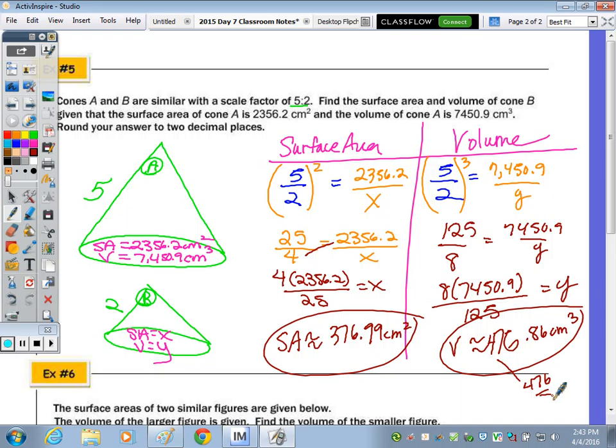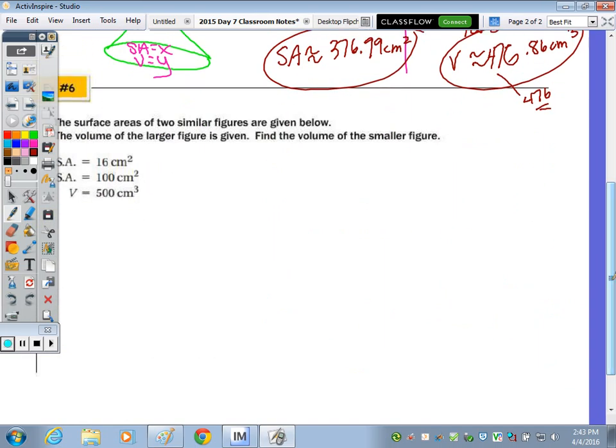All right, last one. The surface areas of two similar figures are given below. The volume of the larger figure is given. Find the volume of the smaller figure. So knowing the surface area with no dimensions, you can determine the volume. So what am I going to do with this information here to help me determine the volumes? What's the process? Kelly? Find the ratio. So this is the smaller surface area. This is the larger. It said the volume of the larger is given. So the volume of the smaller I'm going to call x.